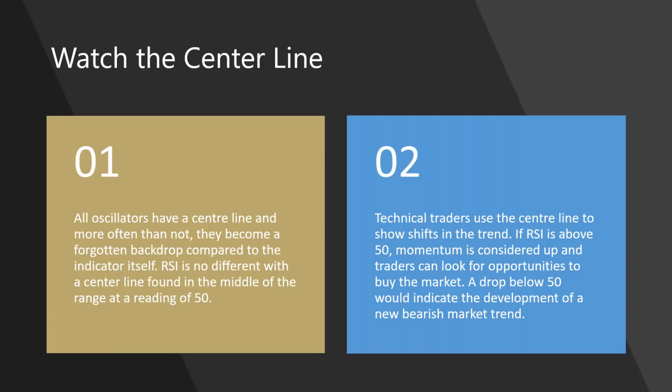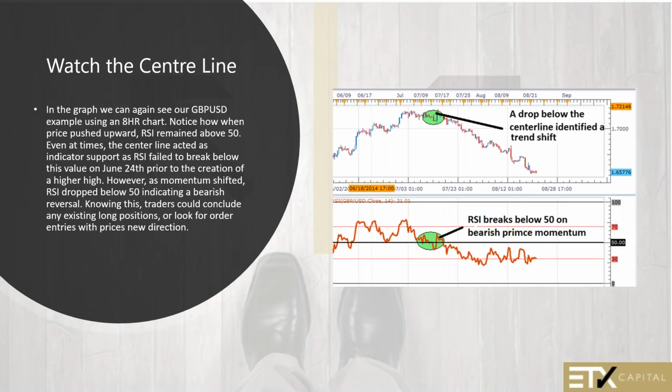And remember, watch the center line. The 50 line tells you the price momentum. All oscillators have center lines, and more often than not, they become a forgotten backdrop compared to the indicator itself. RSI is no different, with the center line found in the middle of the range at 50. Technical traders use the center line to show shifts in the trend. If RSI is above 50, momentum is considered up, and traders can look for opportunities to buy the market.